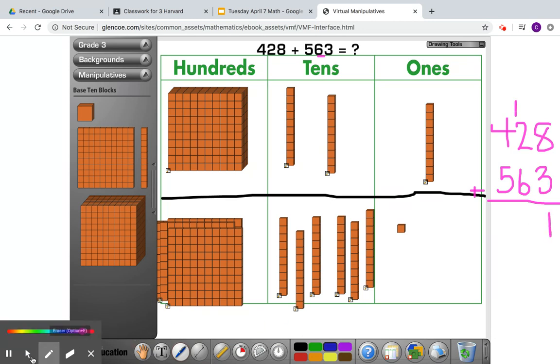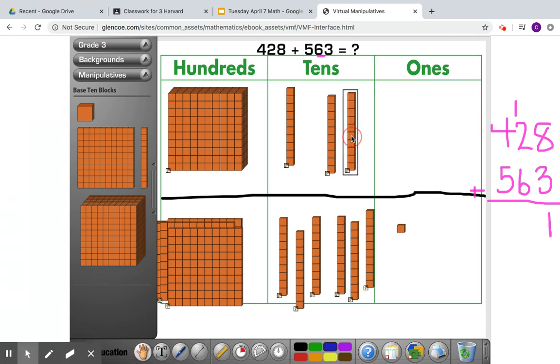So I'm going to take my 10 that I just bundled, and I'm going to move it to the 10s because we have 1 extra 10 that we bundled when we added 8 ones plus 3 ones. Now I have 3 10s because 2 plus 1 is 3, 3 10s plus 6. So 3, 4, 5, 6, 7, 8, 9. So let me note that over here by writing 9 10s because we have 9 10s.